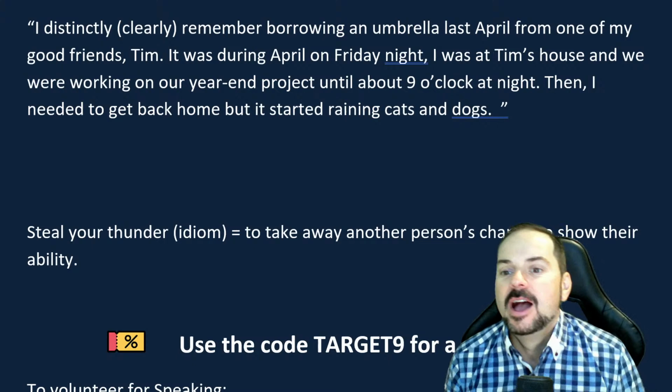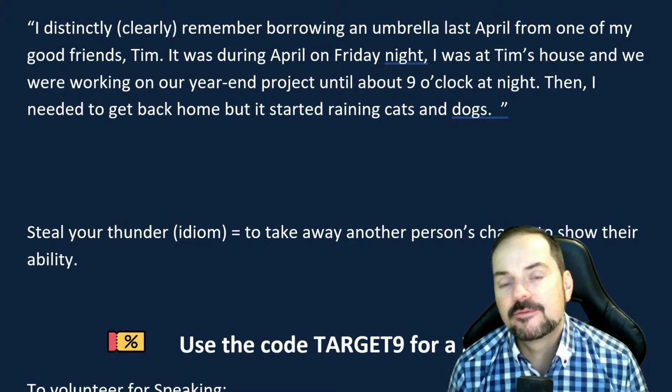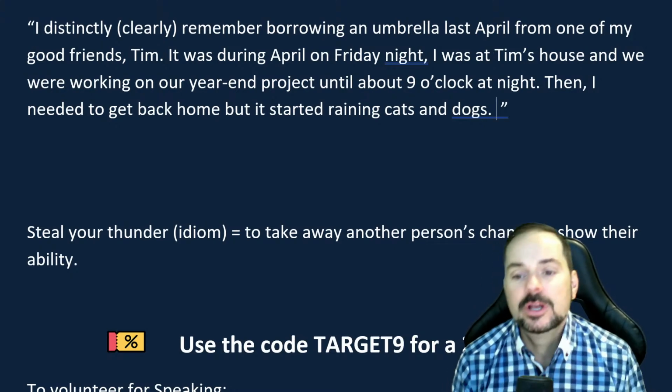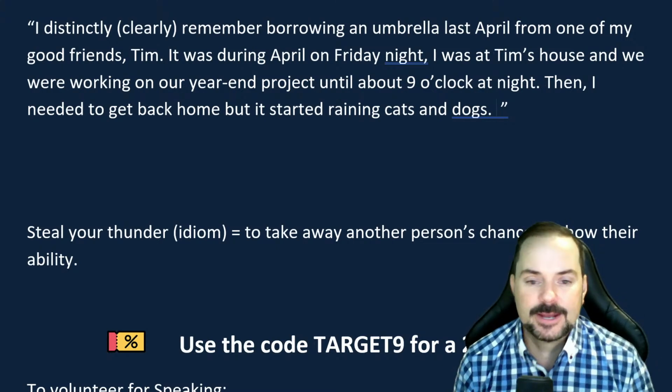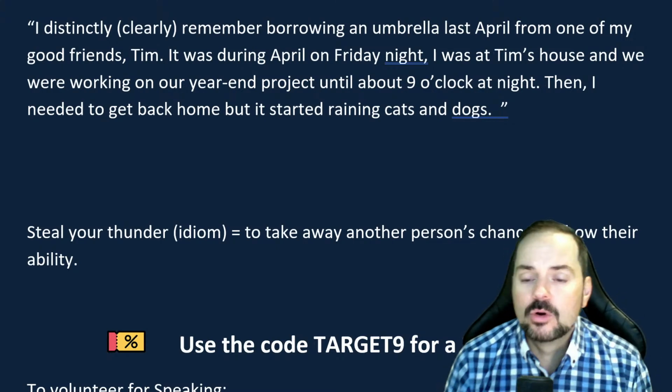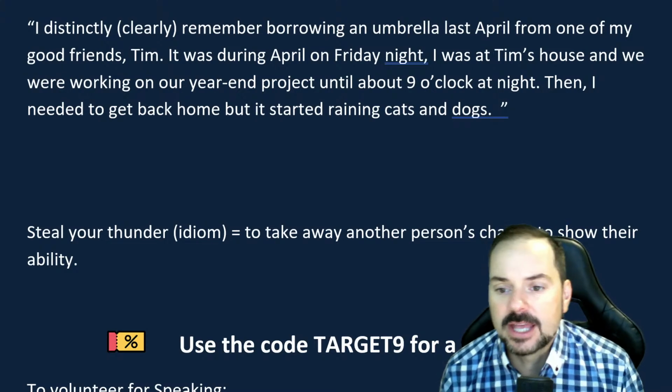Okay. Very good. A lot of you know it. So this is never force idioms, students. Never try to say an idiom in the IELTS just to use an idiom in hopes that you're going to get a good band score. But if you can naturally think of an idiom where you're like, oh yeah, cats and dogs, it was raining cats and dogs, then use it, okay? So then I needed to get back home, but it started raining cats and dogs.